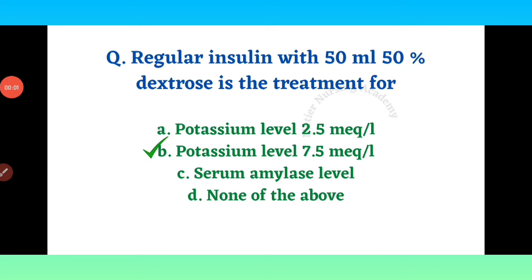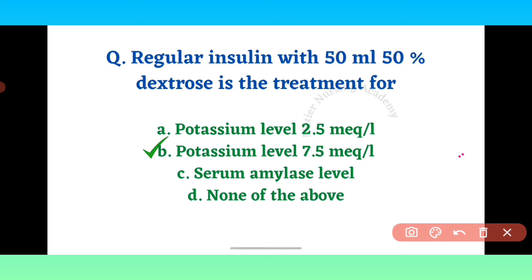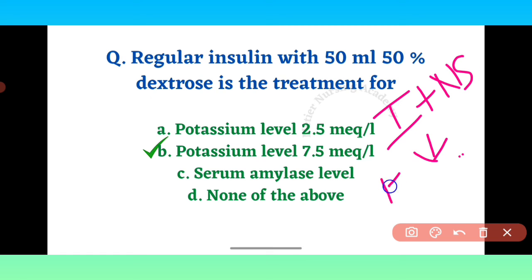You can ask one more question also here. Why is the regular insulin added along with the dextrose? Why can it not be added along with the normal saline? If the insulin is added with the normal saline, it is also going to take the potassium from the blood vessel into the cell and it will also normalize the potassium value.